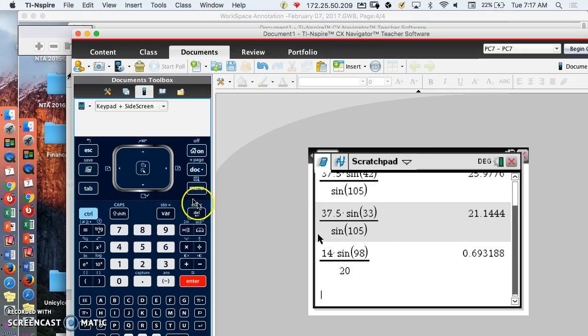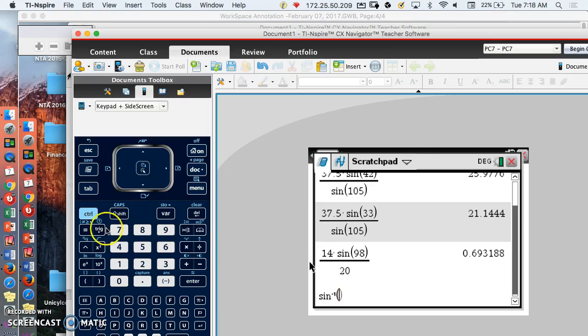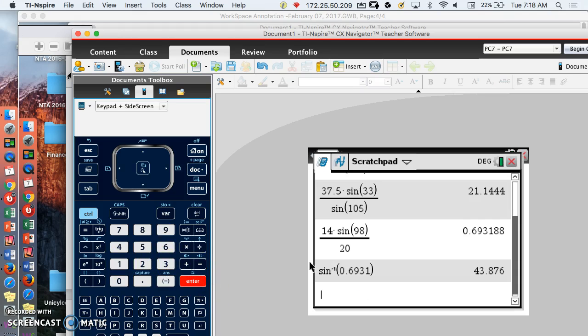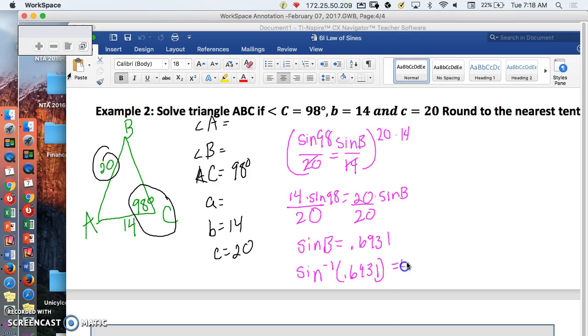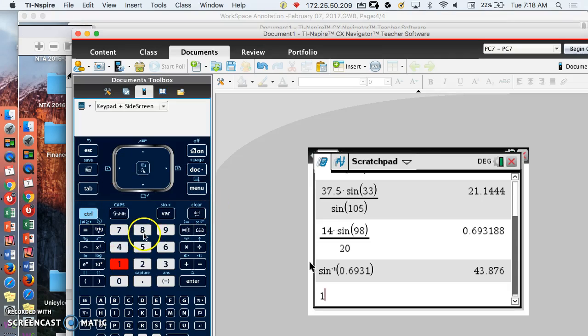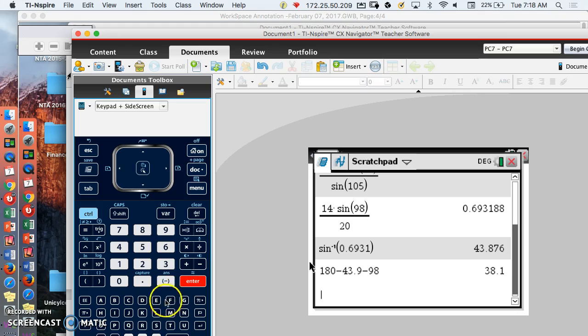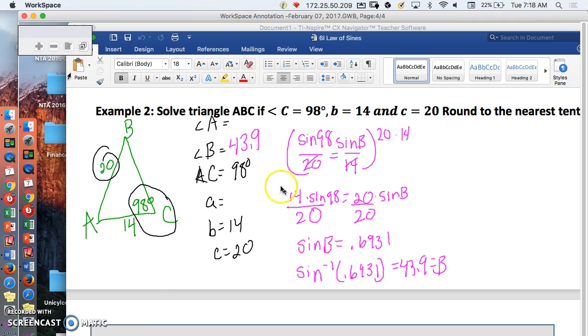So if we go back here, inverse 0.6931, 43.9. So that's b is 43.9. And then we have three angles again, so 180 minus 43.9, or two angles I should say out of the three, minus 98. So we know that that other one is 38.1.